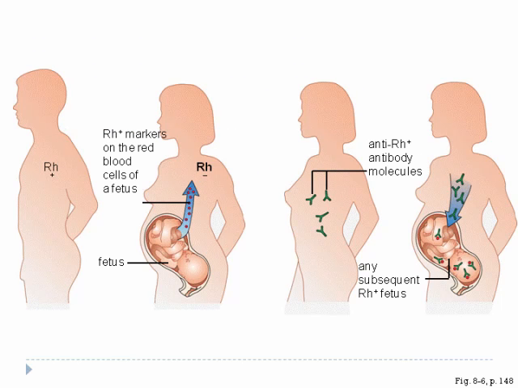This will only happen if you have an Rh negative mother and an Rh positive father. If the mother was Rh positive, she wouldn't recognize it. If the father is Rh negative, there's no gene there for the Rh protein, and the fetus wouldn't be Rh positive. So we're looking at a situation with an Rh negative mother.